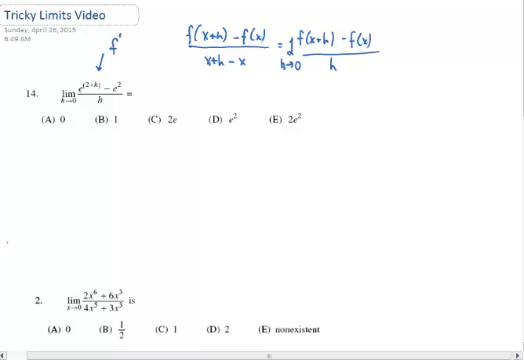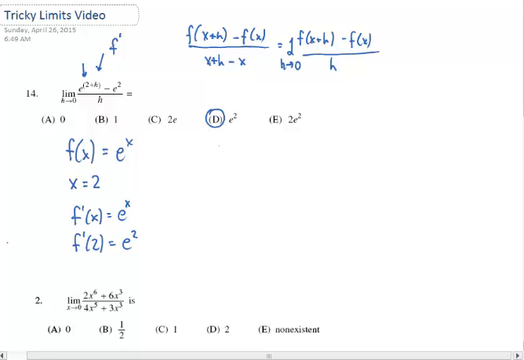So what you have to do for this one is you simply figure out what the function is. Well, in this case, f of x is e to the x, and you have to figure out where you're taking the derivative at. And x is at the location 2. So the derivative of this function is e to the x. The derivative value at 2 is e to the 2. So the answer would be choice D.